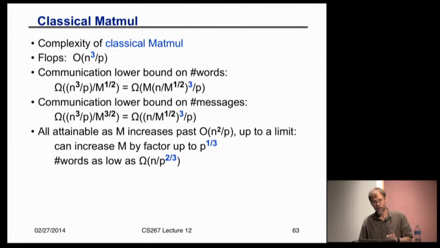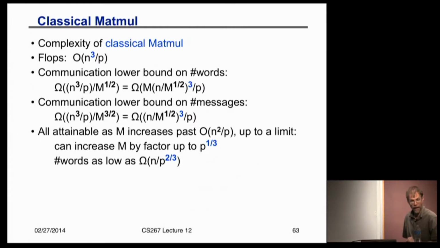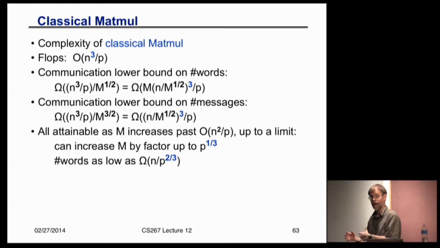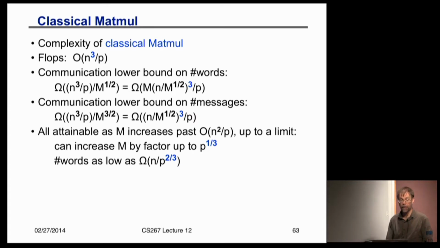I almost finished the last lecture. I have 2 or 3 more slides about matrix multiplication before I go on and use that to talk about other dense linear algebra algorithms. Let me quickly review what we learned about classical matrix multiply. I have an n by n matrix multiply on p processors. I have perfect load balance for the flops: every processor is doing n cubed over p flops.